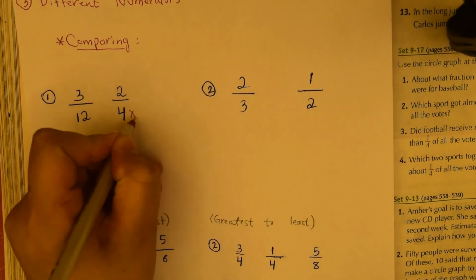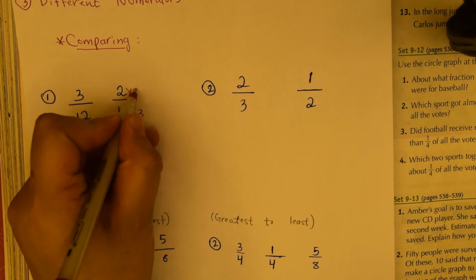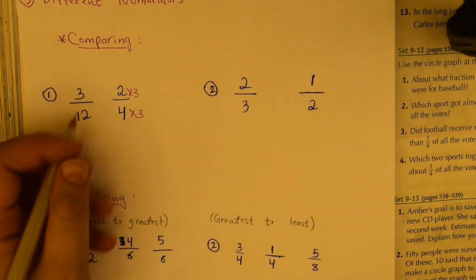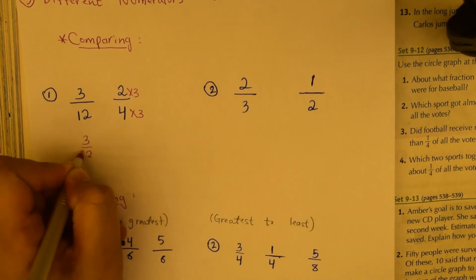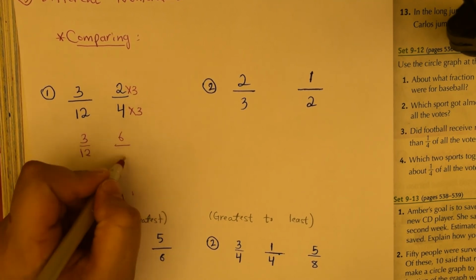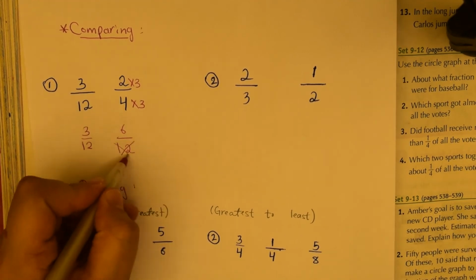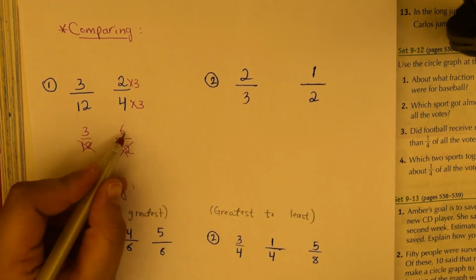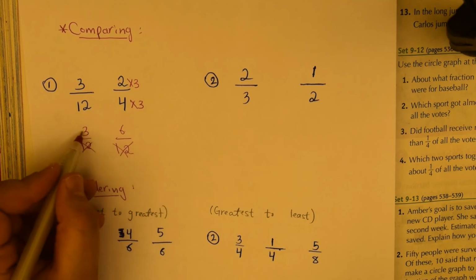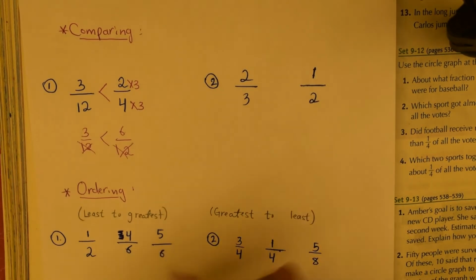I know that 4 times 3 will give me 12. I multiply it down by 3, then I will multiply up by the same number. So this fraction will go down. And here 2 times 3 equals 6 over 4 times 3 equals 12. Now I have common denominators. I will cross them. Then I will see which number is greater, 6 or 3. 6 is greater, then this fraction is greater.